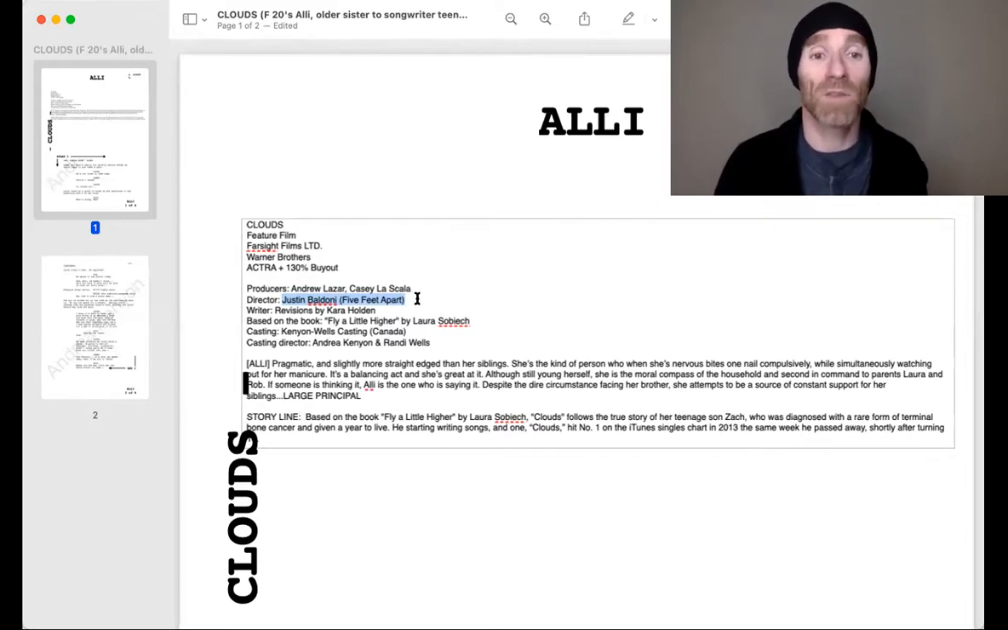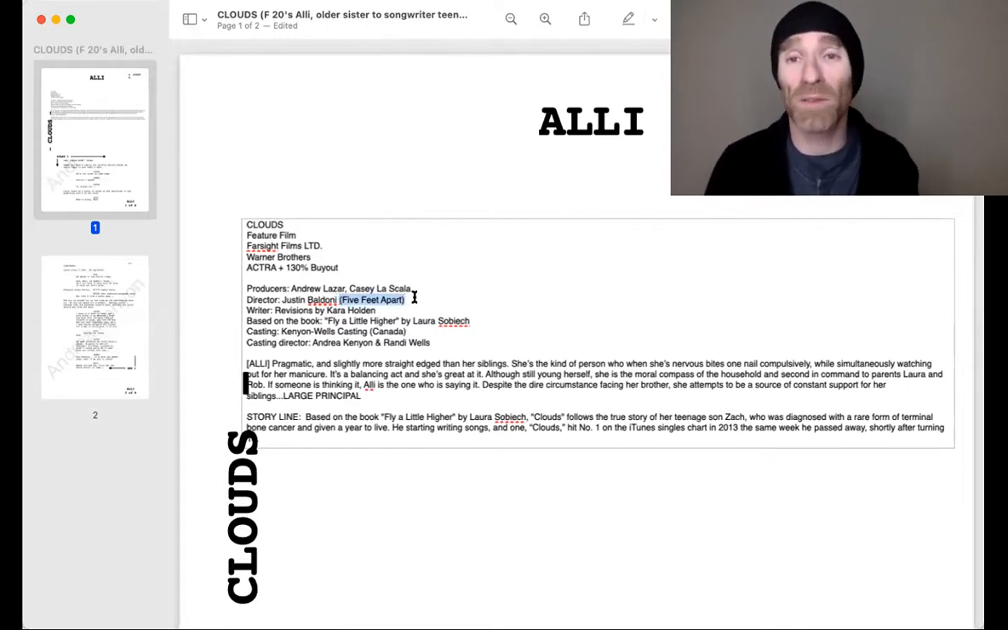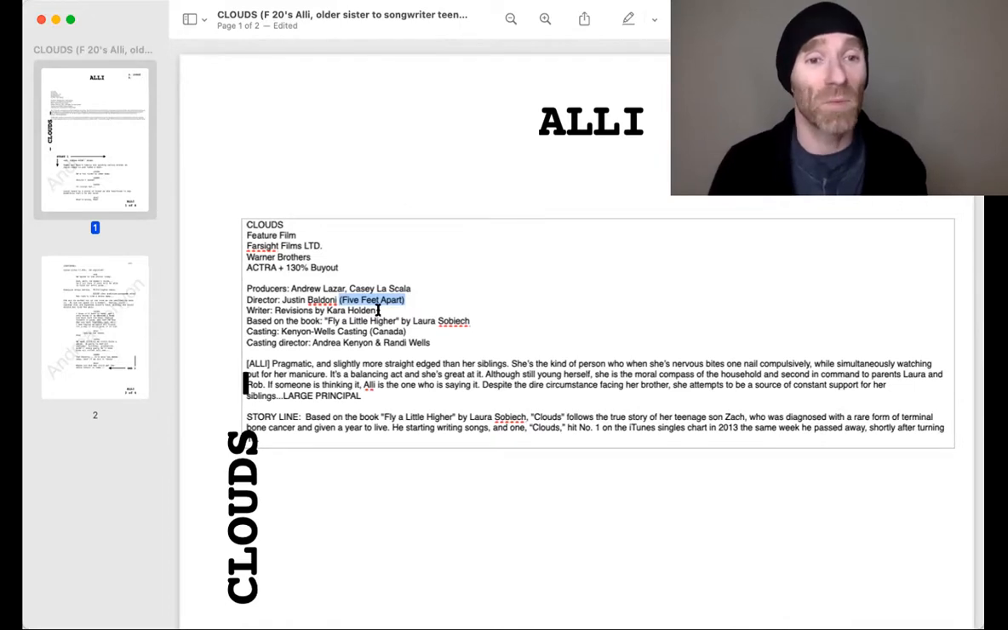But in this case, super straightforward. Justin Baldoni, 5 Feet Apart. They've given you the name of his last movie, so you can go and watch the trailer for that and get a sense of it. Writer, revisions by Kara Holden, based on the book Fly a Little Higher by Laura Sobiek. So that means there's a book. You can go read the synopsis of the book on Wikipedia. You could get more of the story if you were auditioning for this and it was not yet produced.